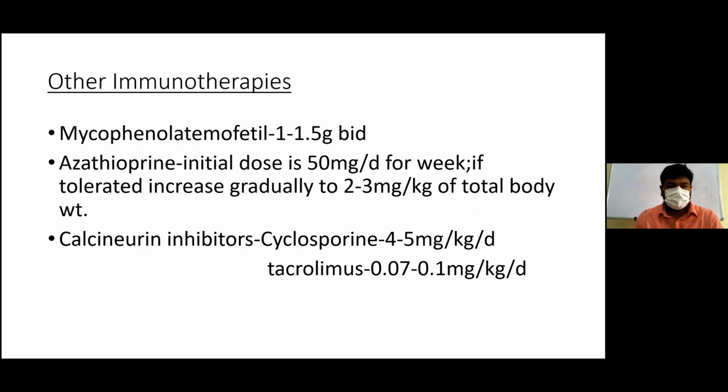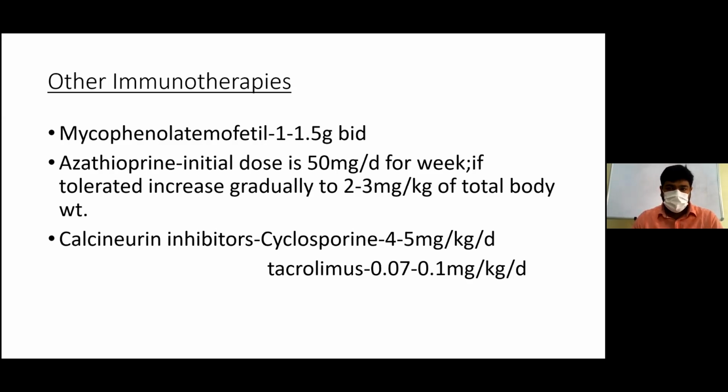Other immunotherapies which include mycophenolate mofetil. This is usually given in 1 to 1.5 grams 2 times a day. This is used for long-term treatment of myasthenic patients. Azathioprine. This is associated with certain side effects such as flu-like symptoms, bone marrow suppression, and abnormalities in liver function. So an initial dose is 50 milligrams per day for a week. If this is tolerated, then increase the dose gradually to 2 to 3 milligrams per kg of total body weight.